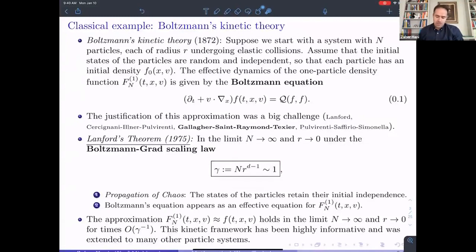And the second and most important point is that Boltzmann's equation over here appears indeed as an effective equation for the one particle marginal of the distribution of those n particles, which is this thing over here. Okay, and this approximation, one should point out, holds in the limit only for times that are order of gamma inverse. So these are times that are order of 1. Actually, they are small multiples of that.